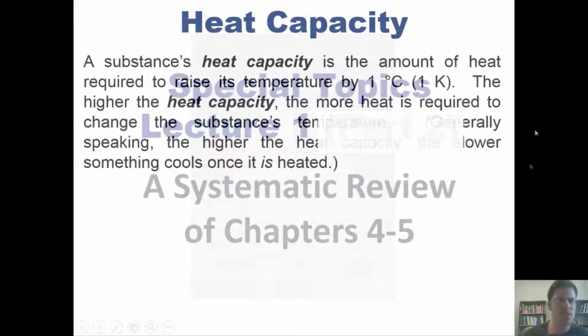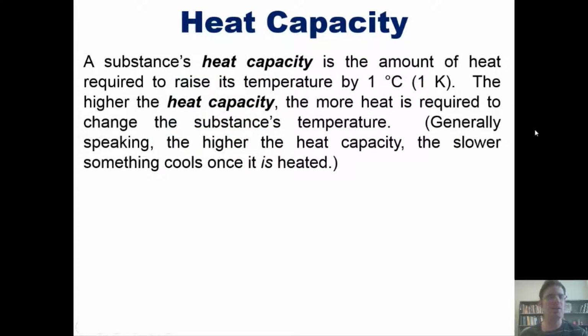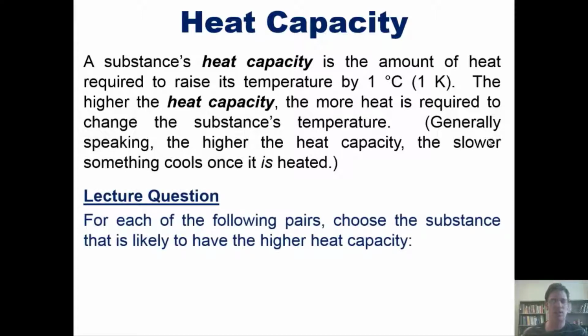So, a substance's heat capacity is the amount of heat required to raise its temperature by 1 degree Celsius or 1 Kelvin. The higher the heat capacity, the more heat is required to change a substance's temperature. Now, generally speaking, the higher the heat capacity, the slower something also cools once it is heated. With that, I want you to think about your experience personally and answer these questions. For each of these following pairs, choose the substance that is likely to have the higher heat capacity.